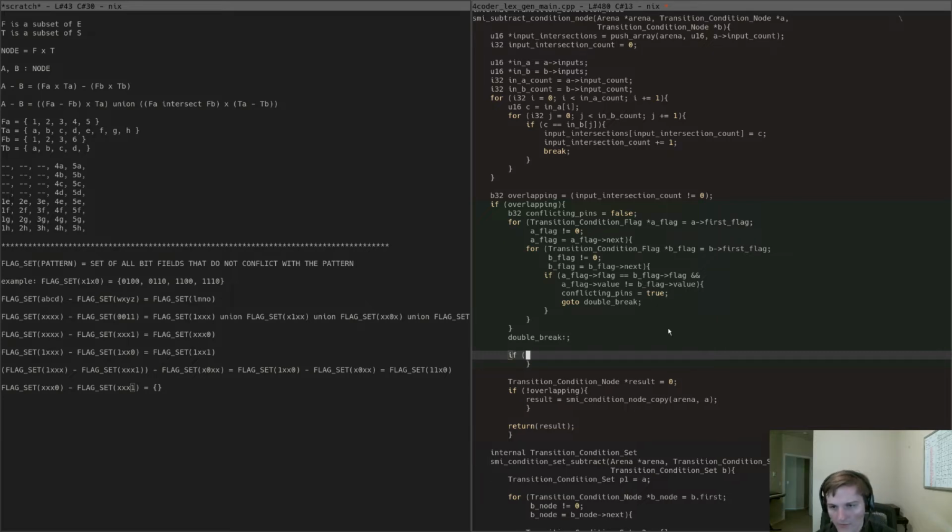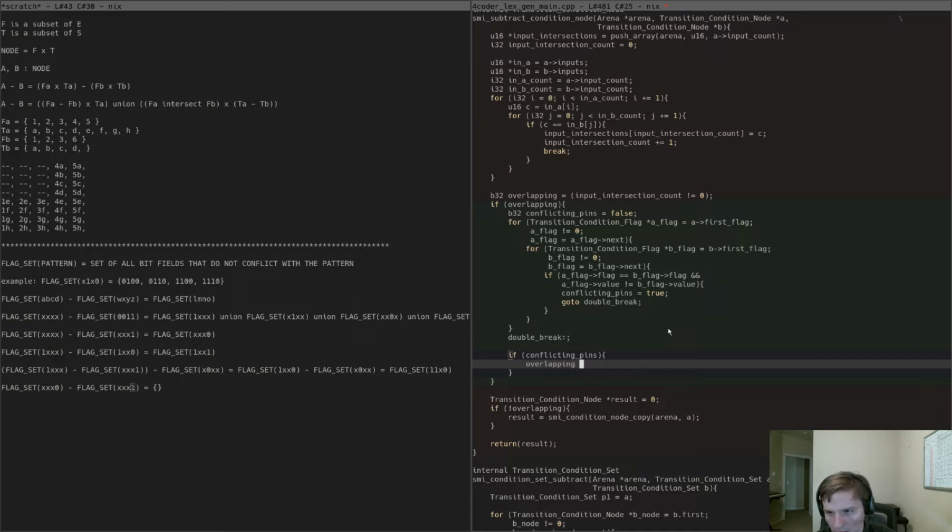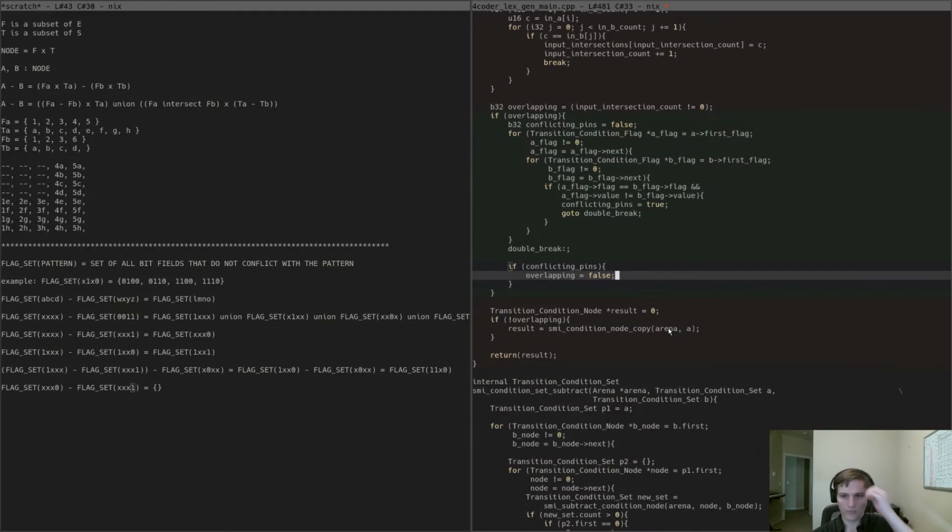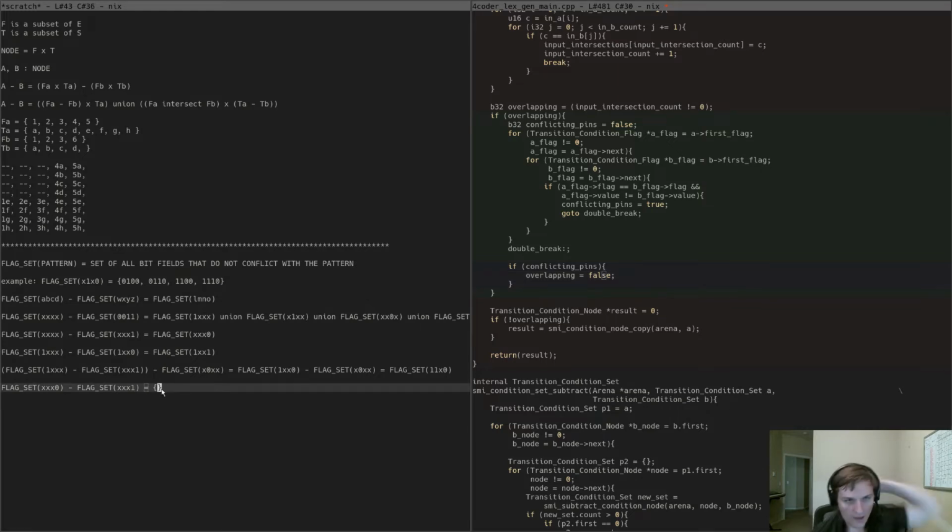If we have conflicting pins, then overlapping equals false. And so overlapping equals false just tells it, hey, you're going to get this set here to be empty when you subtract them. So there's no point in doing any of this work here. You might as well just say do this.